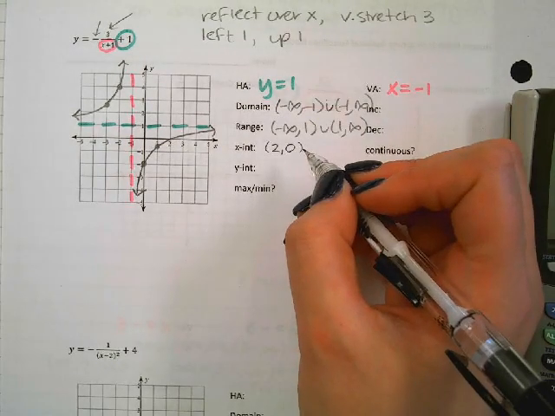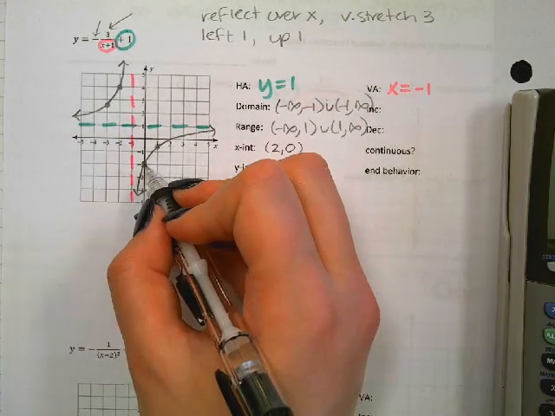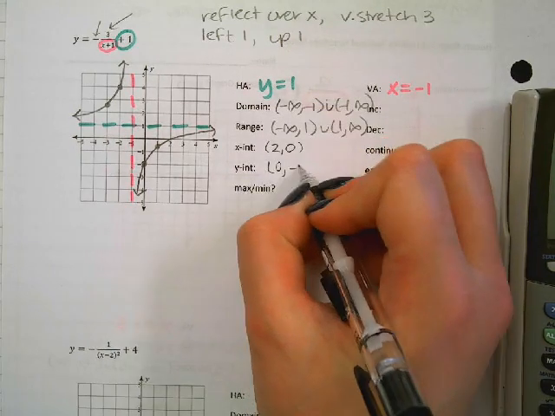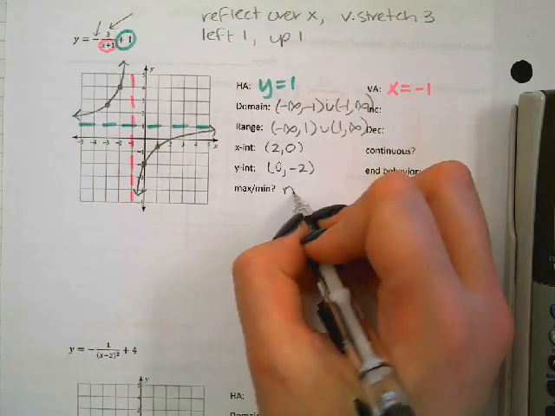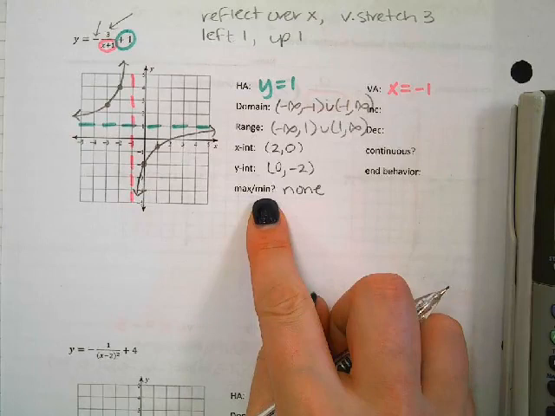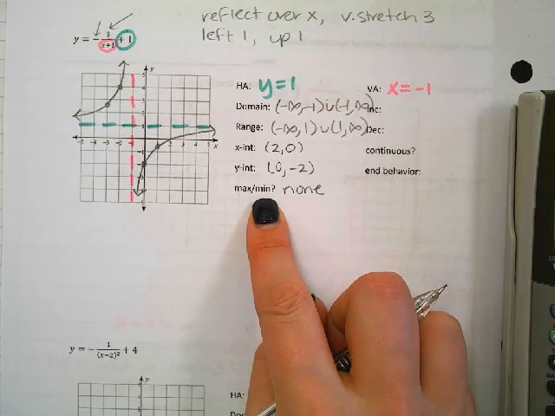I already know the Y-intercept because we had to graph it as one of our points. That's 0, -2. There's no mountaintop, there's no valley, so there's never going to be a max or a min on these graphs.